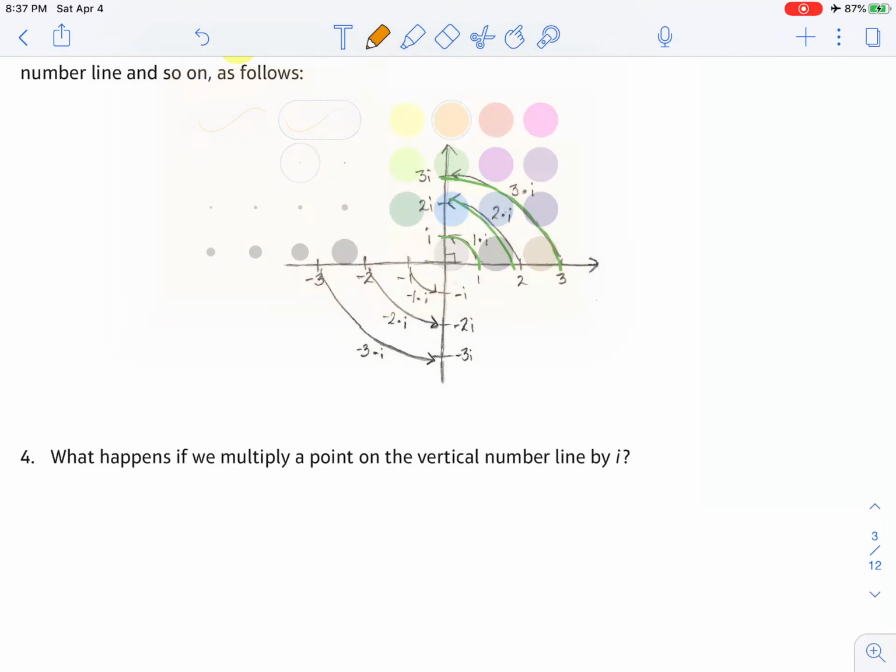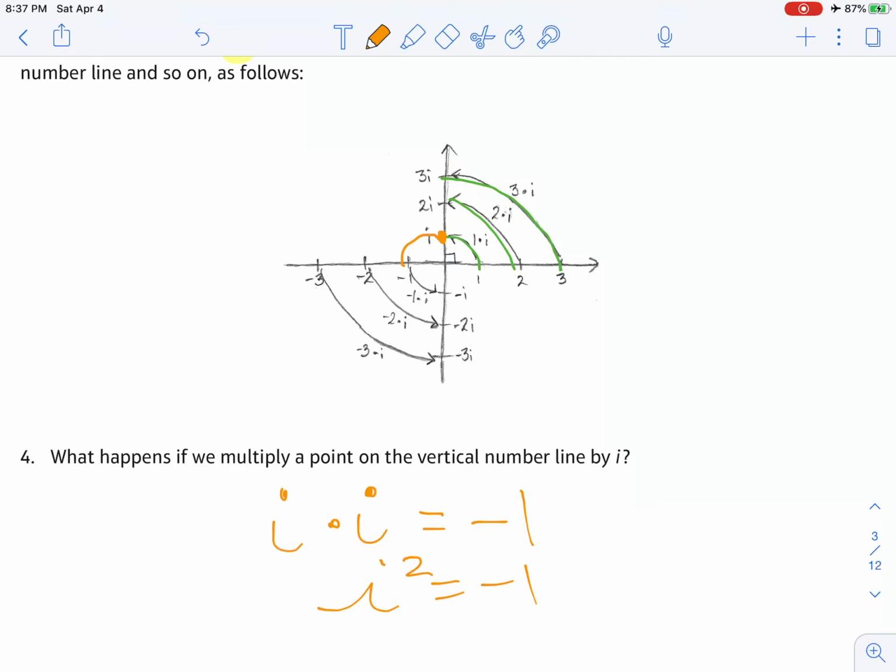So if we're at i, and I go i more, or multiply it by another i, I get i times i. Where did I end up? I ended up at negative 1. So that means i squared is equal to negative 1.